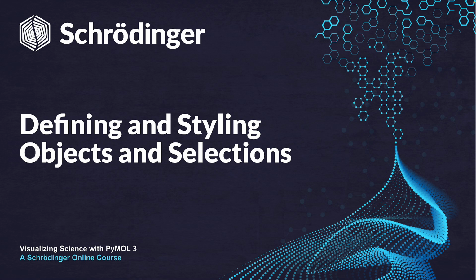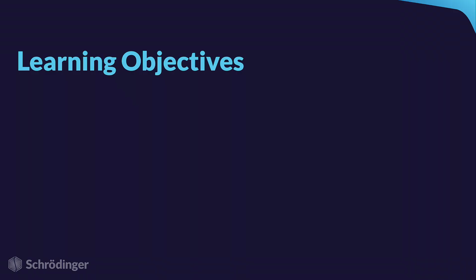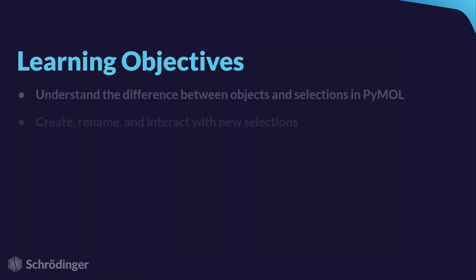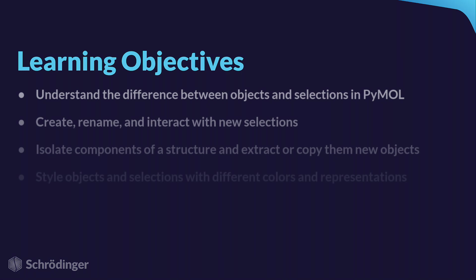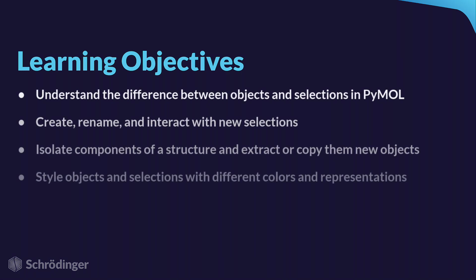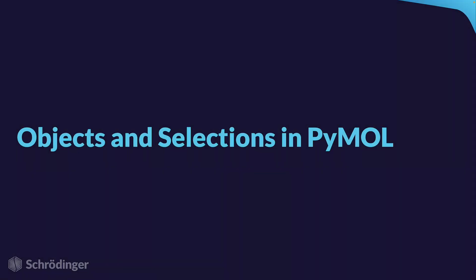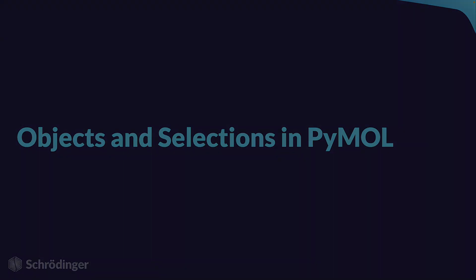Hello and welcome. In this video, we will be working through some examples of interacting with objects and selections in PyMol 3. By the end of this tutorial, you'll be able to understand the difference between objects and selections in PyMol, create, rename and interact with new selections, isolate components of a structure and extract or copy them to new objects, and style objects and selections with different colours and representations. Let's get started.